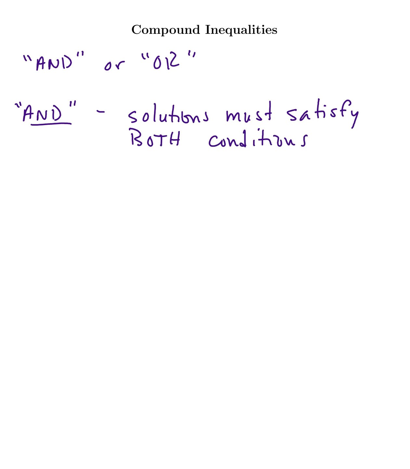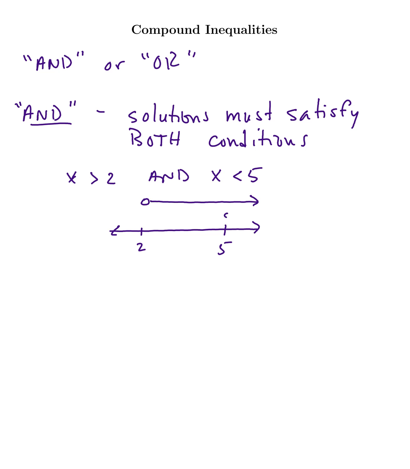For example, if we say x is greater than 2 and x is less than 5, we are looking for values of x that are both greater than 2 and less than 5. If we look at this on a number line, numbers that are greater than 2 look like this, and numbers that are less than 5 look like this. Numbers that are both are places where these overlap in this region here. So the solutions would be any numbers that are between 2 and 5.